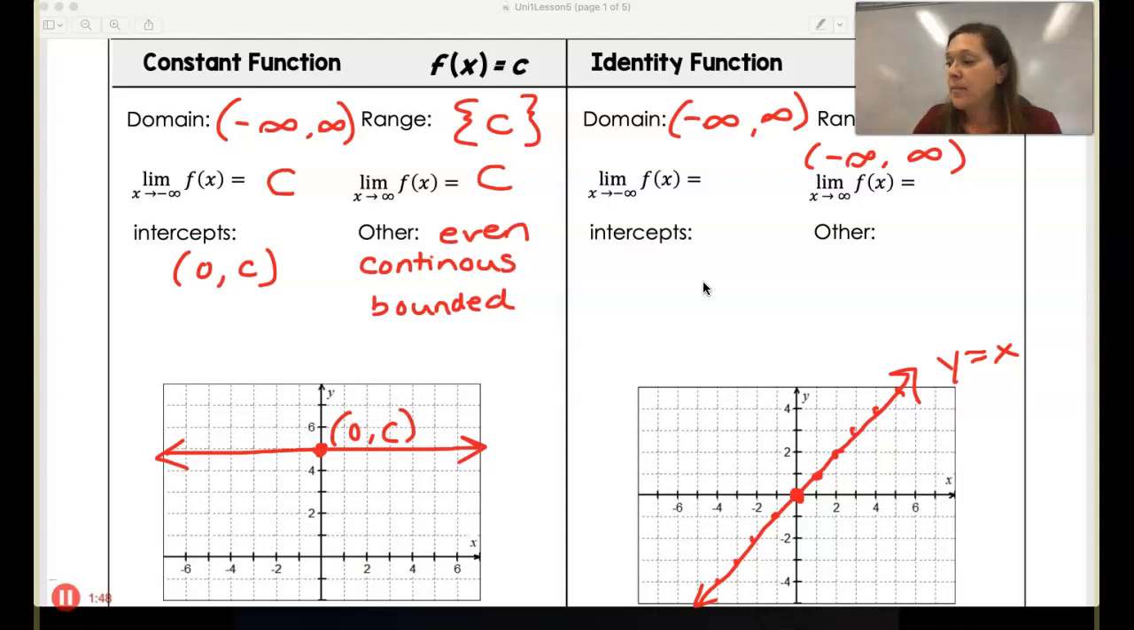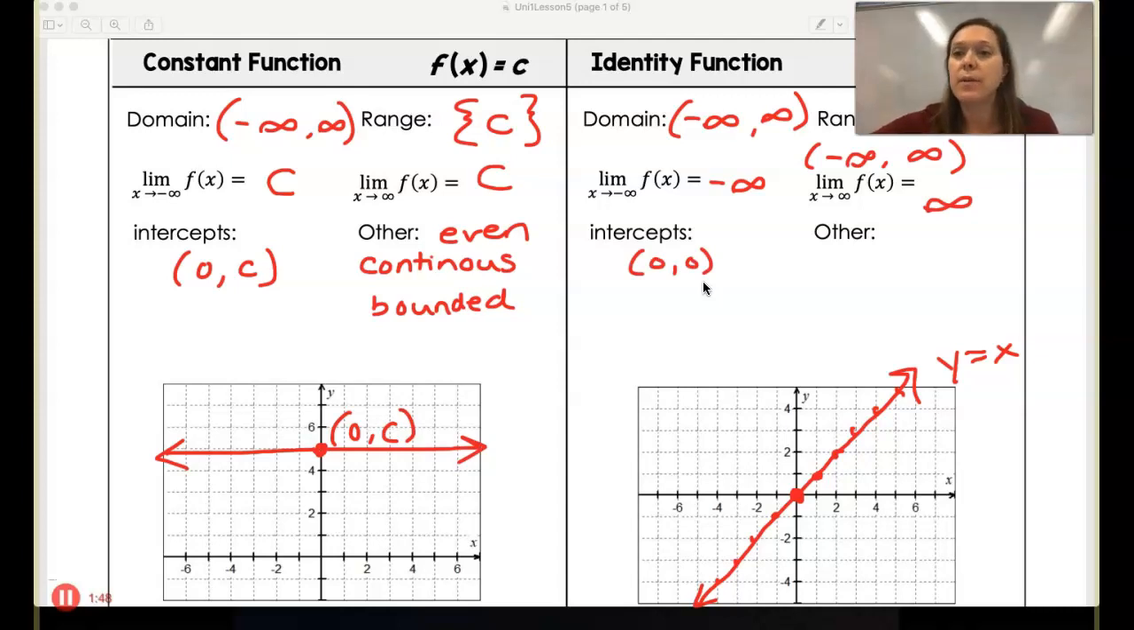As x approaches negative infinity, what's happening to my graph? It's going smaller and smaller and smaller, so it's going towards negative infinity. As my graph is getting larger and larger, it's approaching positive infinity. So there's our end behavior. My intercepts, well, I only have one intercept. It's at (0, 0), the origin.